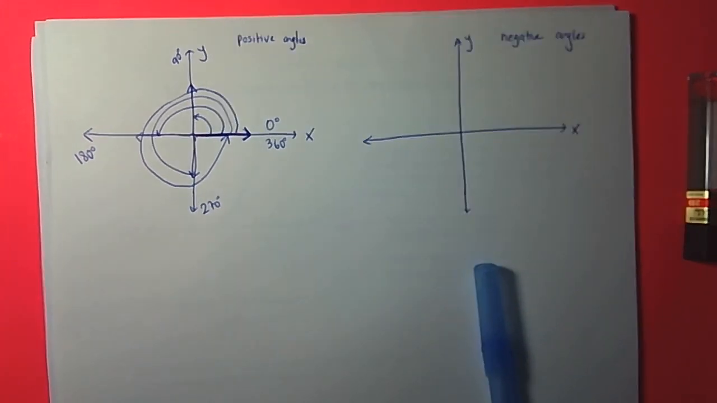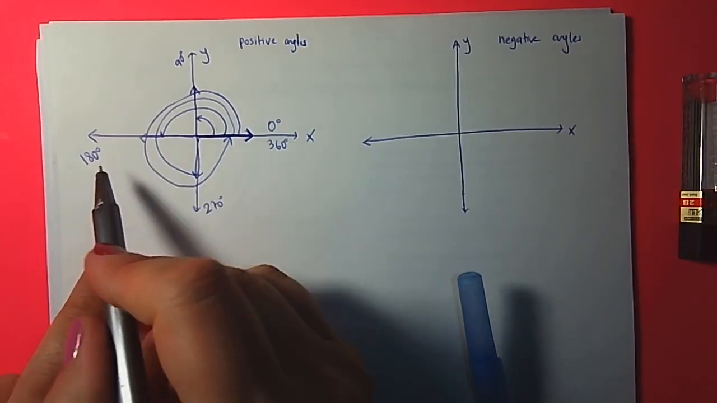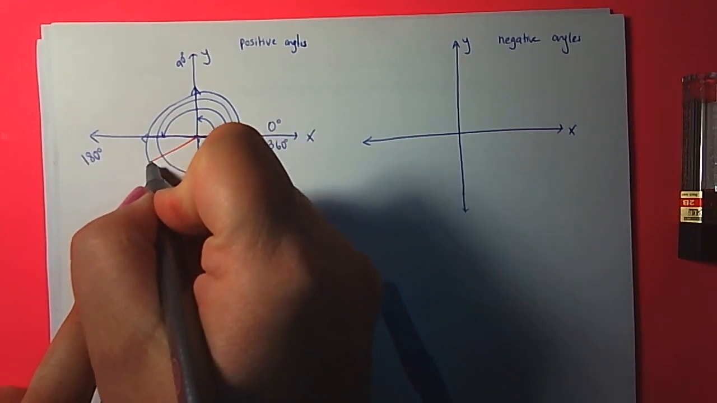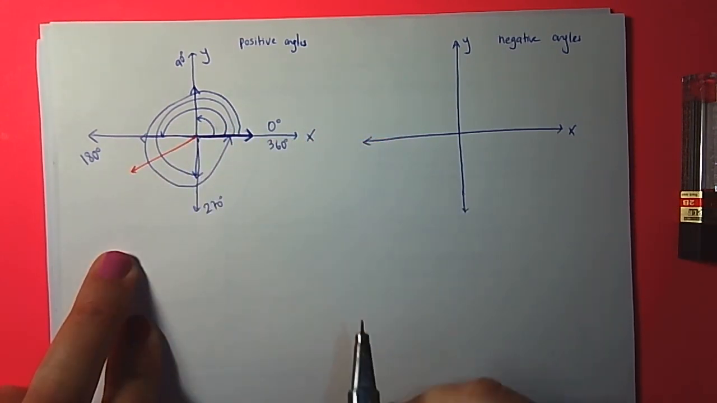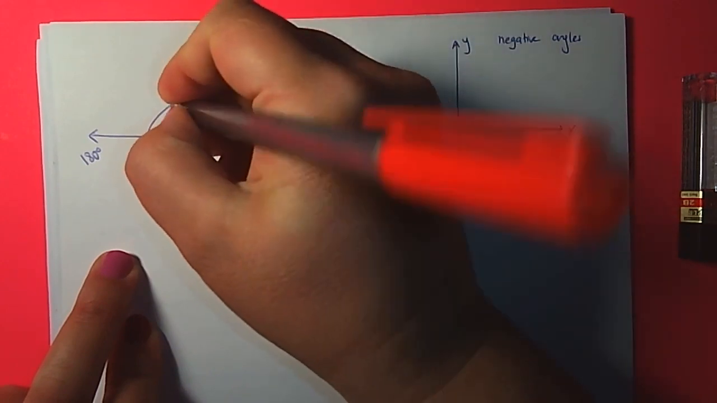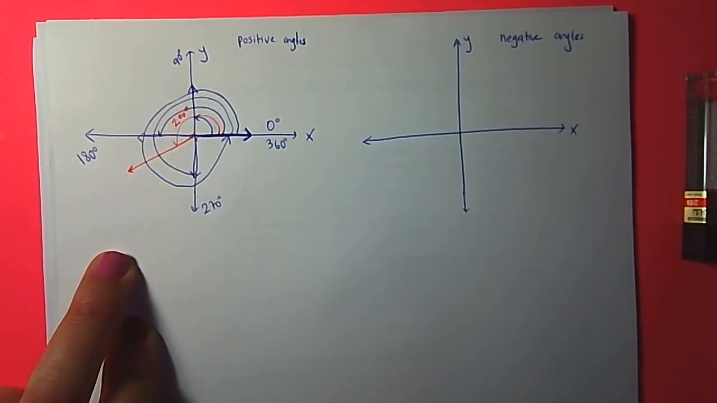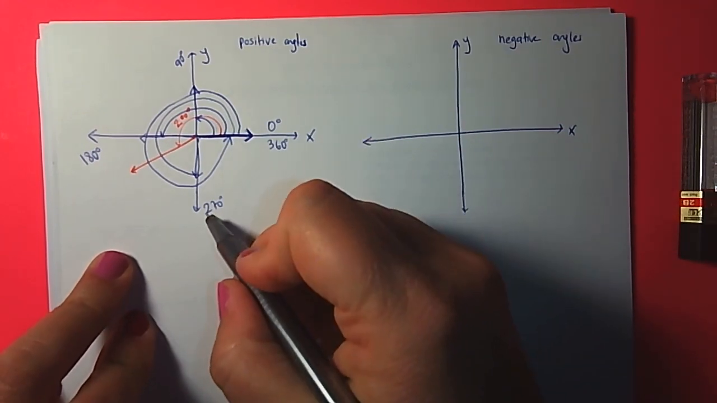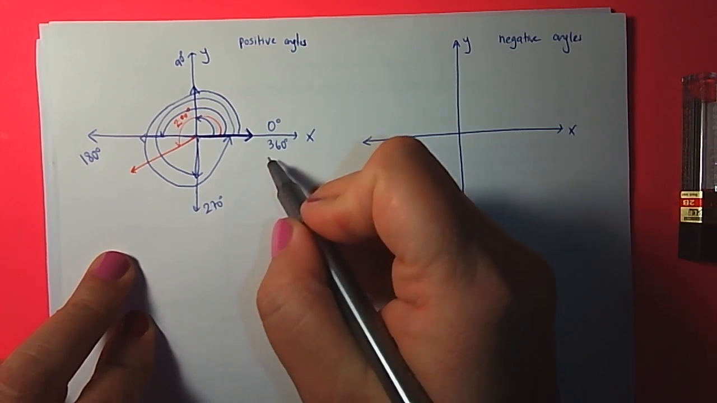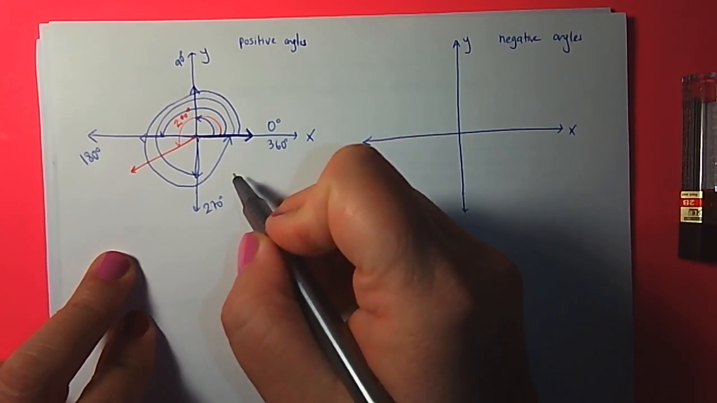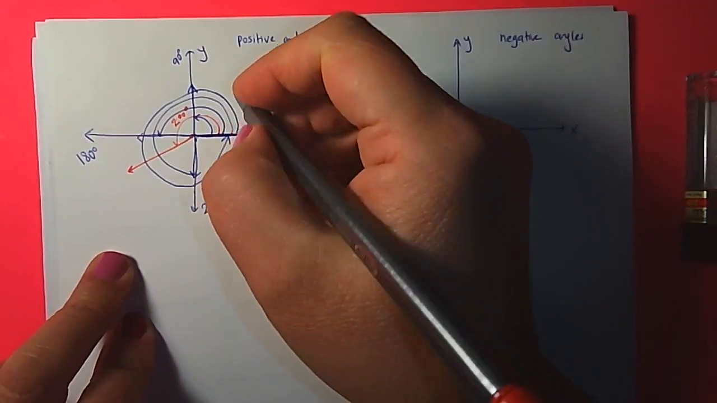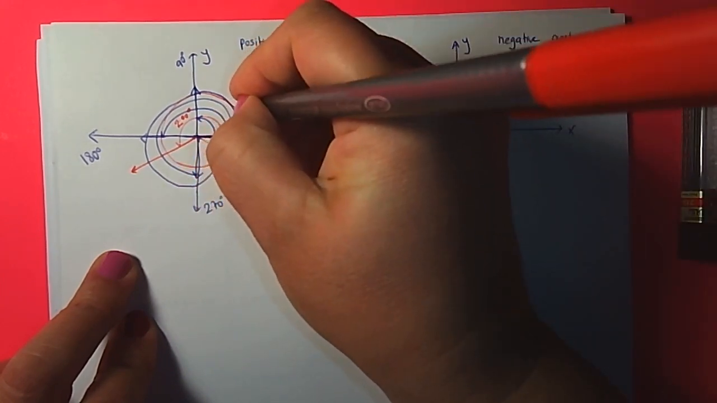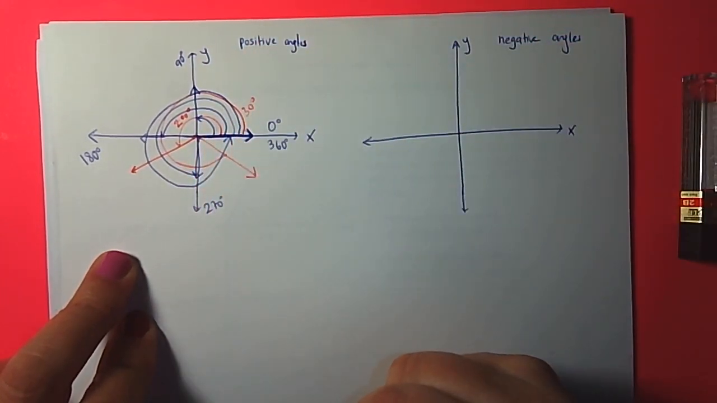Let's say you need to sketch 200 degree. So 200 degree is between 180 and 270. So you know that the terminal arm of 200 degree must be located in quadrant 3. So this gives us 200 degree. Or let's say you want to sketch 300 degree. So you know that 300 is located between 270 and 360. So that terminal arm should be located in quadrant 4. So we can draw 300 degree in quadrant 4.